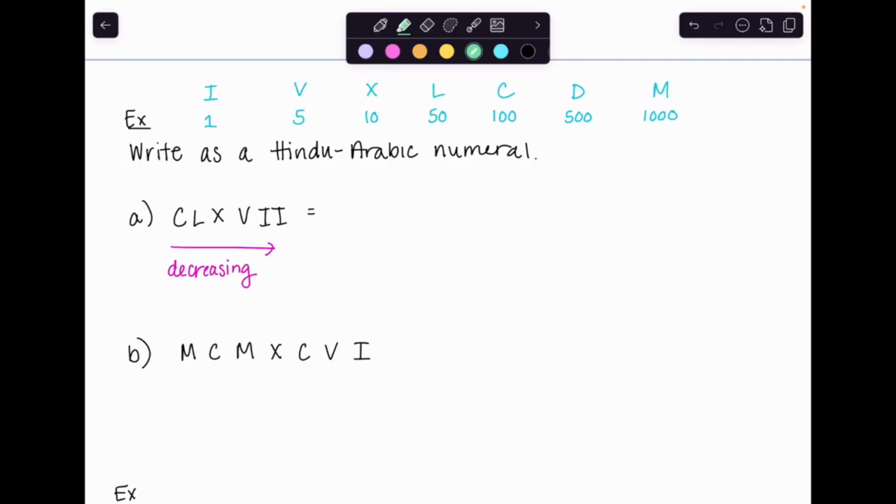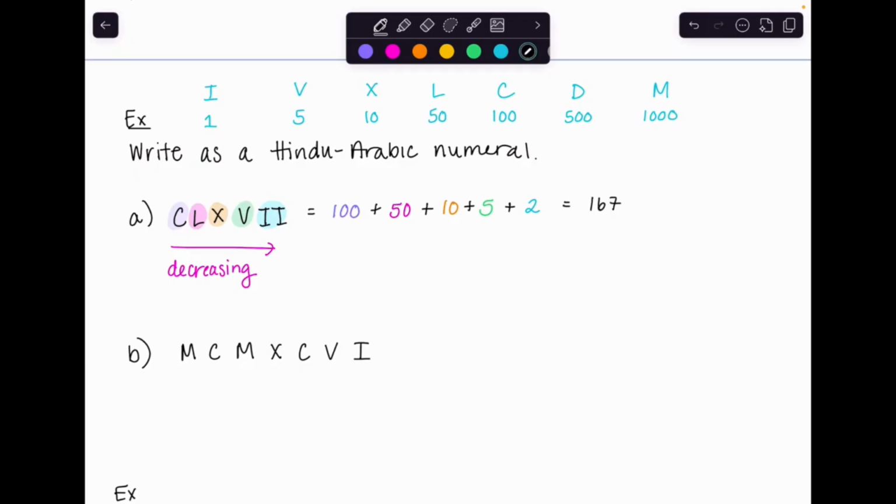So going through each of these, the C is going to be 100. Then the L is 50. Next up is X, which is 10. Then we've got V, which is 5. And then finally, 2 I's is really 2. So adding these all together, this is 167 in Roman numerals.